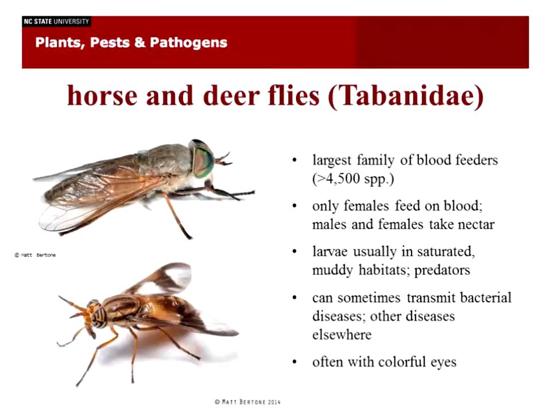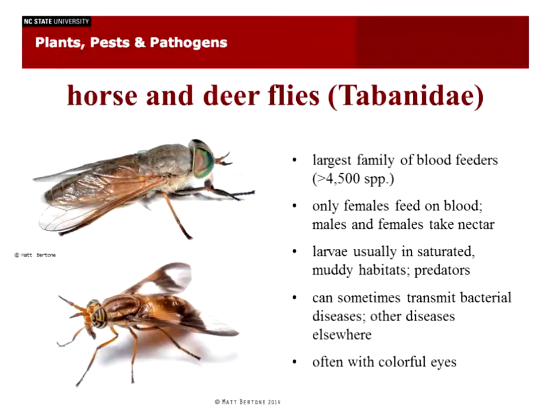These are some of the largest of our blood feeders, and also the largest family of blood feeders. There are over 4,500 species. There are over 1,000 species more than in mosquitoes, basically. Now again, only females feed on blood. Males and females will take nectar. Now the larvae are usually in saturated, muddy habitats and are predators. They're pretty amazing in their own right.